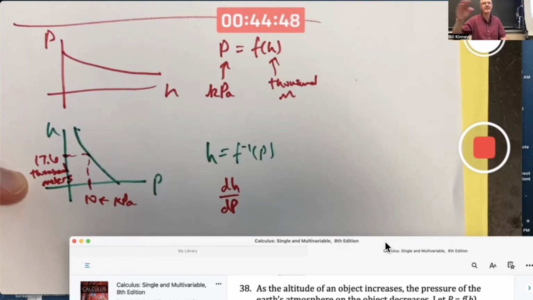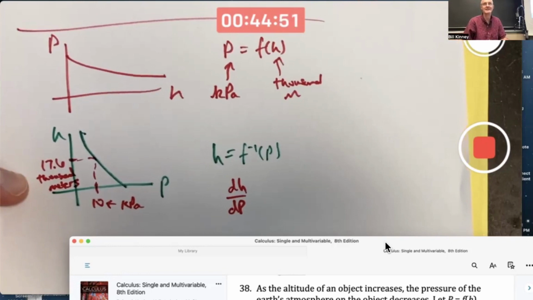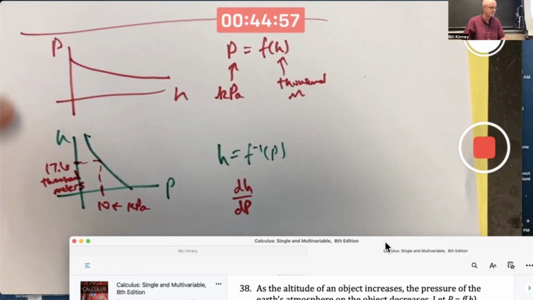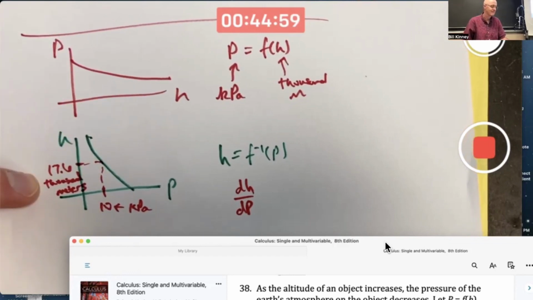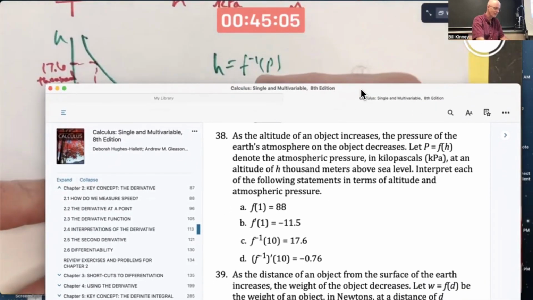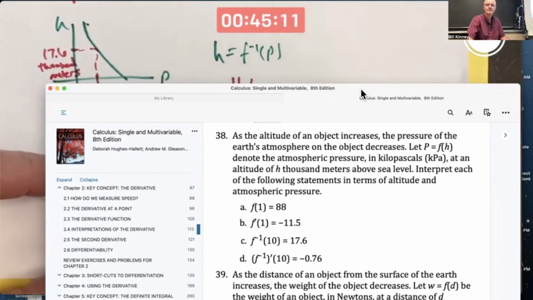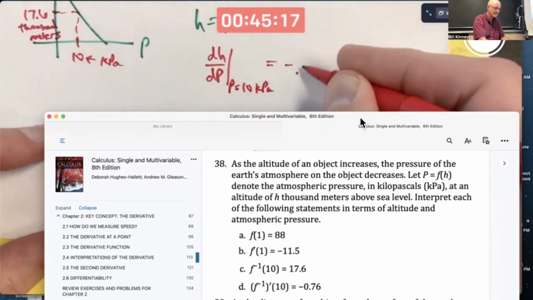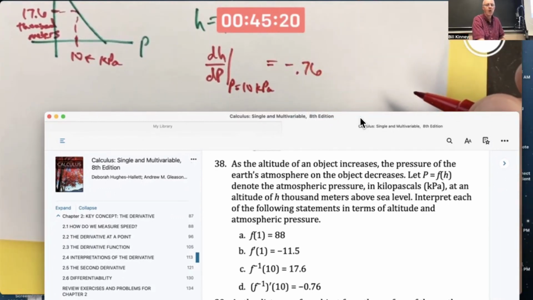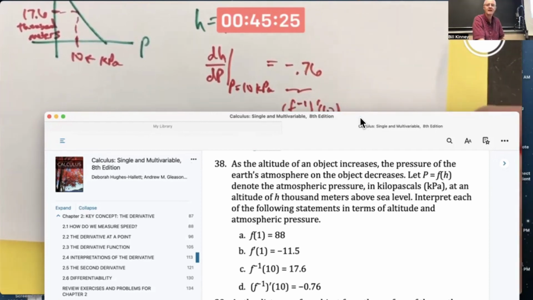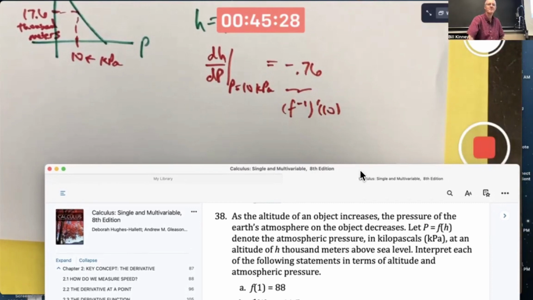Mathematically speaking, even though that doesn't make much physical sense to think about, mathematically speaking, we can still think about it. This graph is still the graph of a function because this one passed the horizontal line test, this one passed the vertical line test. So this is a rate of change of height with respect to pressure. When the pressure is 10 kilopascals, this rate of change is negative 0.76. That's F inverse prime of 10 in the book's notation.